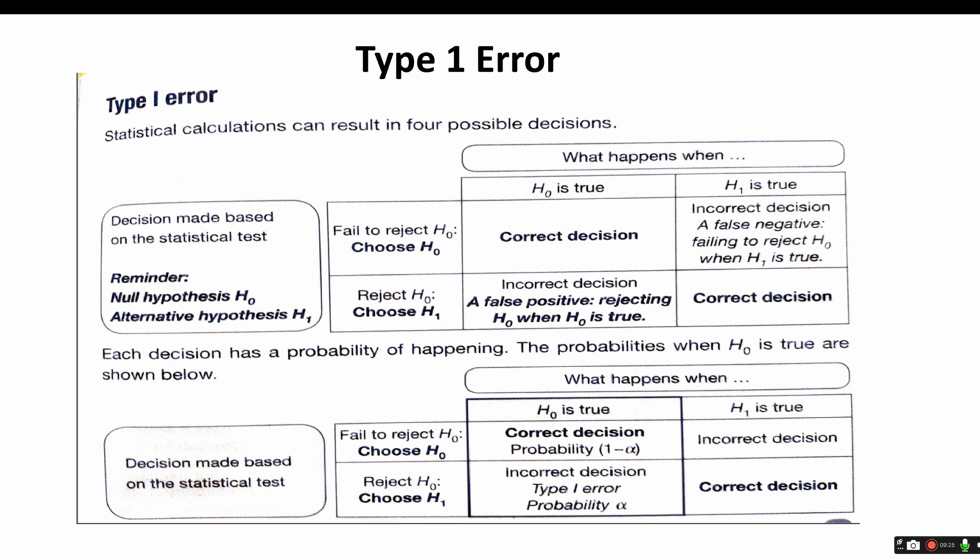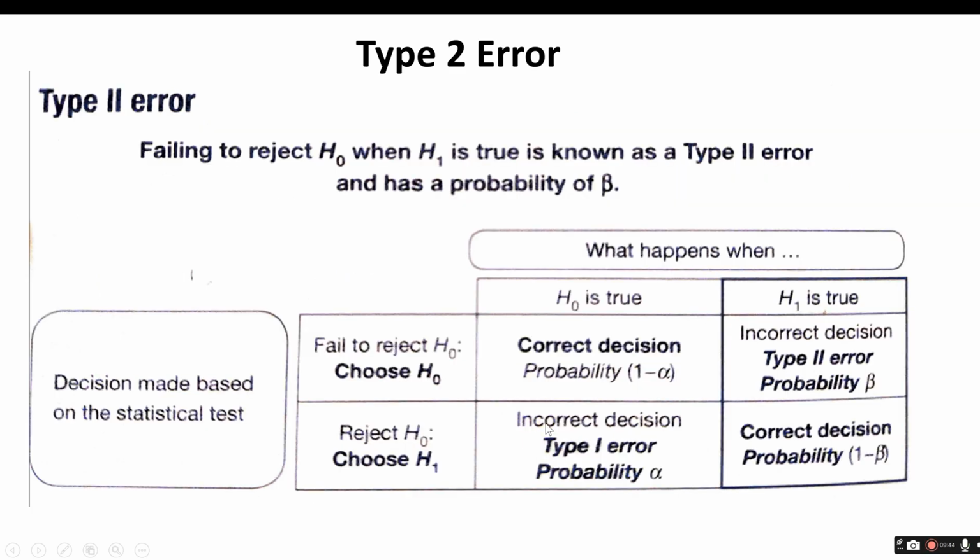So when the null hypothesis is true, we are just rejecting it. We are rejecting the null hypothesis and accepting the alternative hypothesis. So it makes a false positive. Even though there is no difference, we consider there is a difference. It causes a huge error. This is type 1 error.